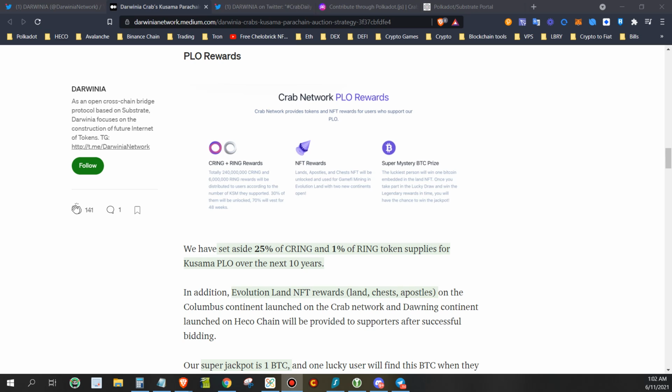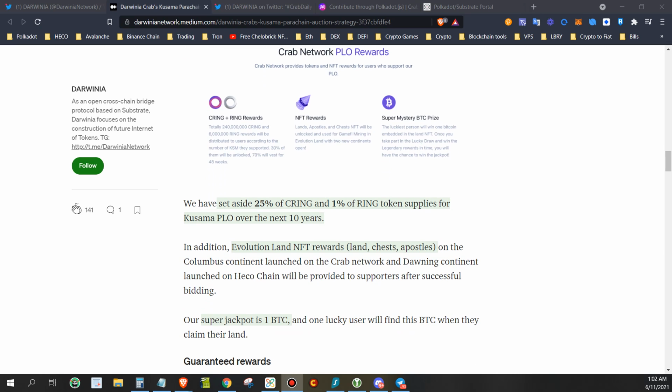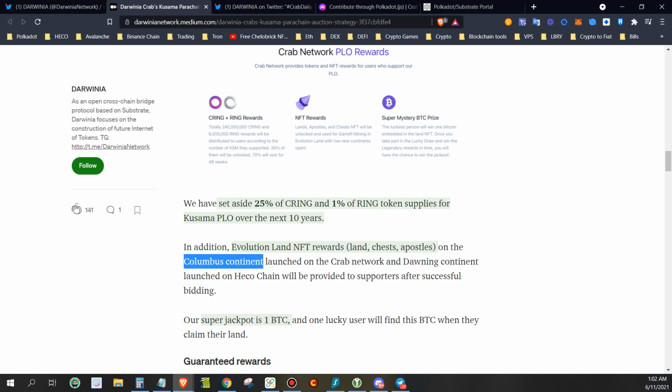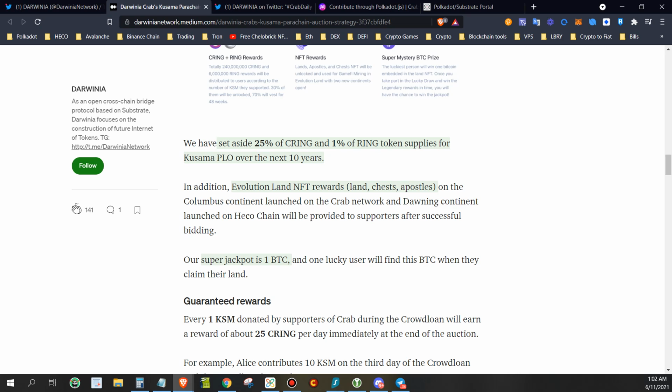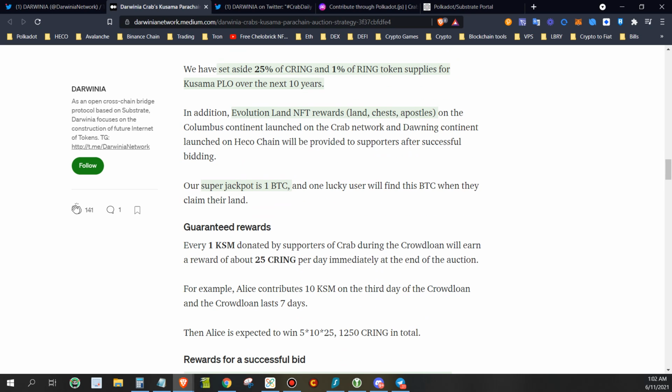So anyways, we've set aside 25% of Series, 1% of the total supply for 10 years. In addition, Evolution.land NFT rewards, land, chess, apostles on Columbus continent, the one launched on Crab Network, and Dawning continent launched on Hiko chain, will be provided to supporters after successful bidding. Our super jackpot is 1 Bitcoin, and one lucky user will find this BTC when they claim their land.